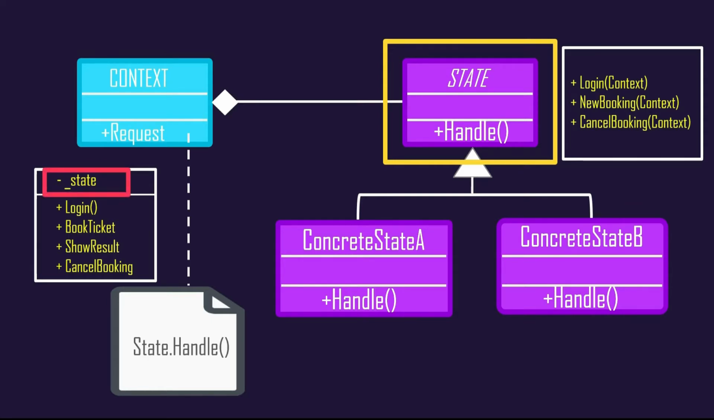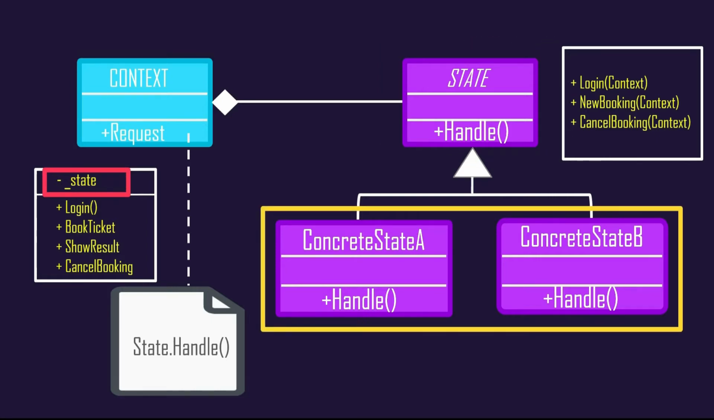Let's come to the third component. Now we have different actions like new booking, cancel booking, show booking, and all of the different states need to respond to all of these different actions as per their requirement. So that means state is an interface of which we have a number of concrete implementations. That is where we have concrete state A and concrete state B. We can definitely have many such states.